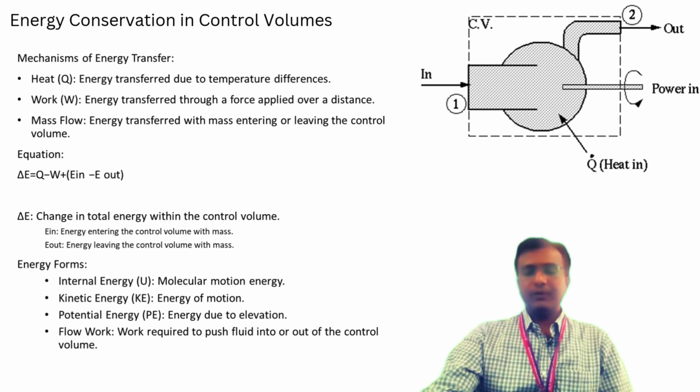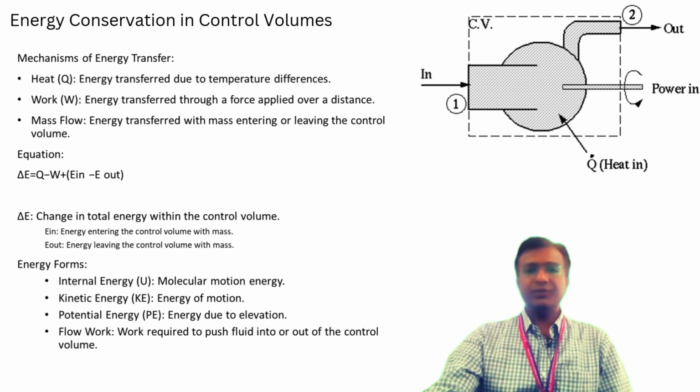When we have to perform the energy analysis in the control volume, we have to use the energy conservation principle. The energy conservation in control volume involves accounting for all forms of energy transfer across the control surface. This includes heat, work, and energy associated with the mass flow. Now, there are certain mechanisms of the energy transfer such as heat, work, and mass flow.